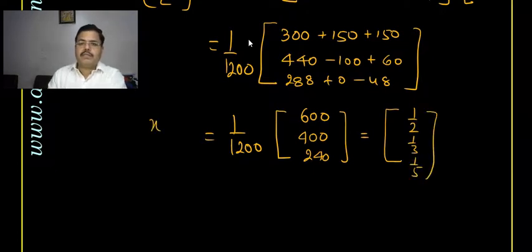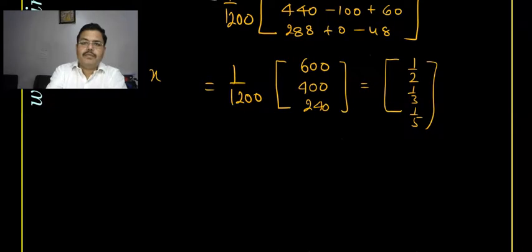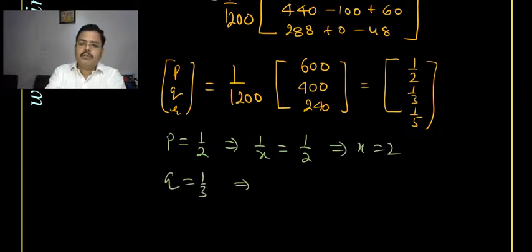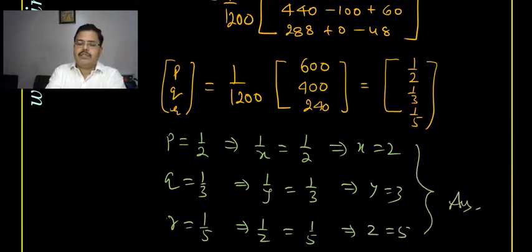So this was not xyz, but this was pqr. I have assumed it. So p is equal to 1 by 2, and p is nothing else but 1 by x, so 1 by x is equal to 1 by 2, and therefore x is equal to 2. q is 1 by 3, and q is nothing else but 1 by y, so y is equal to 3. And r is 1 by 5, that is 1 by z is equal to 1 by 5, and this implies z is equal to 5, and that will be the answer of this question. So I hope you got it.